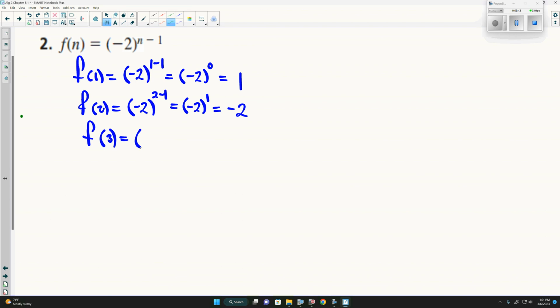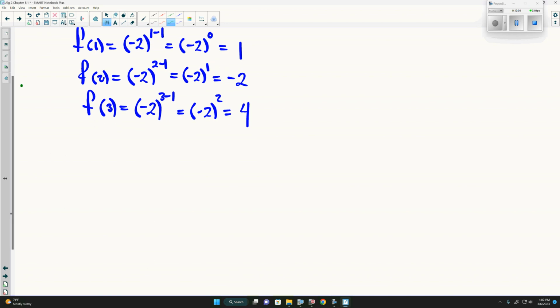F of 3 would be negative 2 to the 3 minus 1, negative 2 to the second, and negative 2 squared is positive 4. That takes us to f of 4, which would be negative 2 to the 4 minus 1, which is negative 2 cubed. And negative 2 cubed is negative 8.